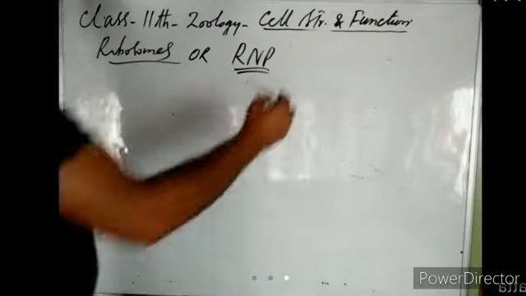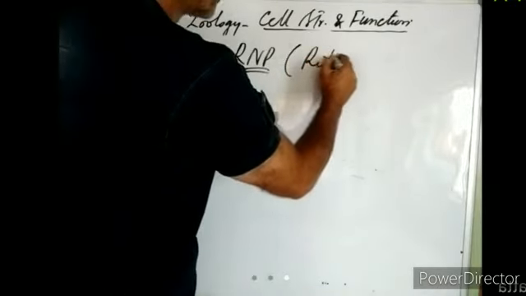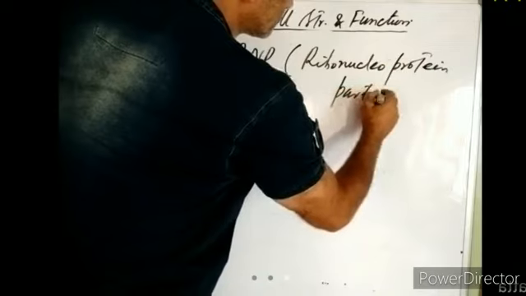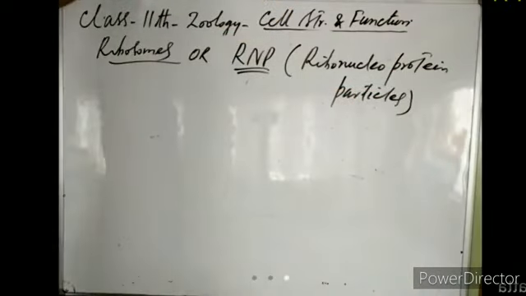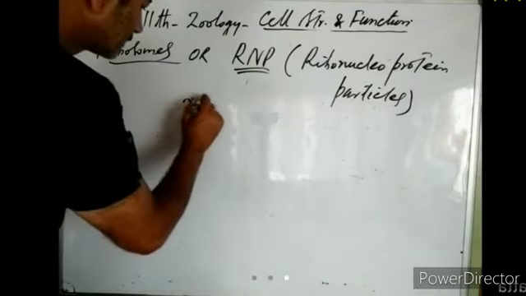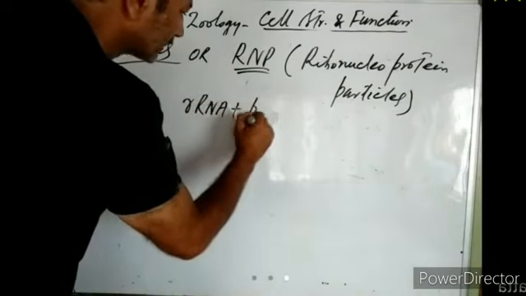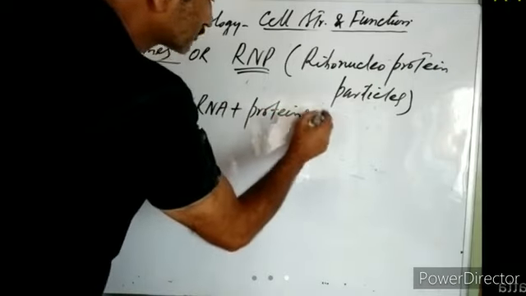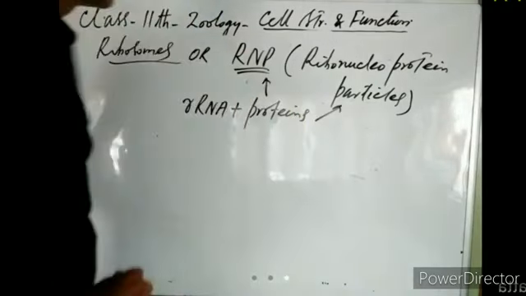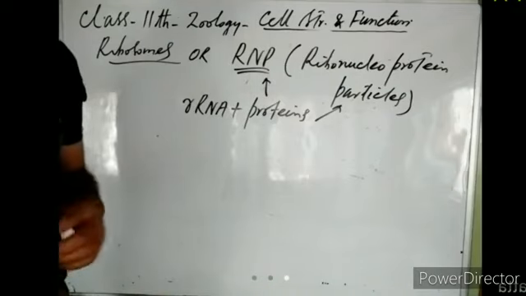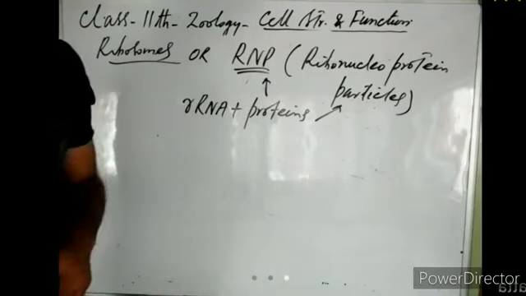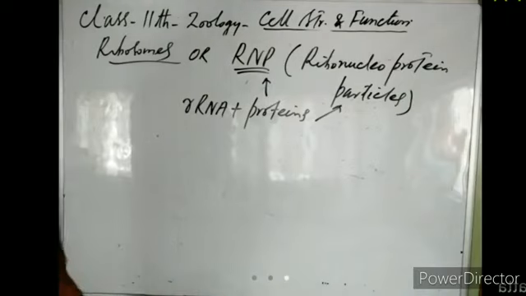What is RNP? Ribonucleoprotein particles. Why ribonucleoprotein particles? Because they are formed of ribosomal RNA plus protein. That is why they are also known as RNP, ribonucleoprotein particles, right? So now you know that these ribosomes are formed of ribosomal RNA and proteins.